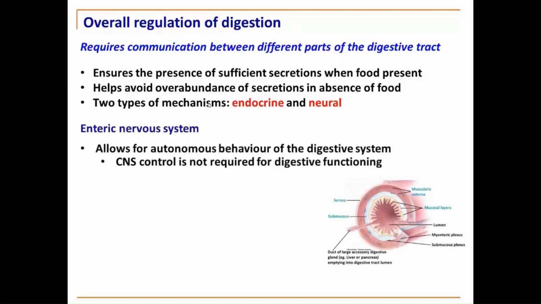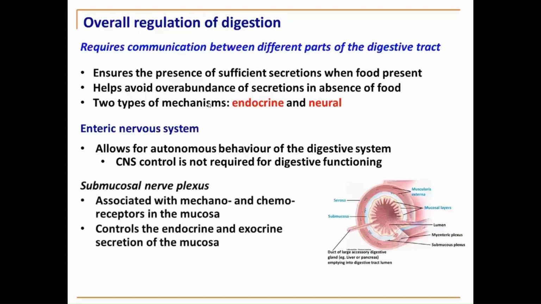So remember, the enteric nervous system allows for autonomous behavior of the GI tract, of the digestive system. So it can do all the functions that it needs to do on its own. So the central nervous system is not required for digestive function, although it is involved. So thinking about the parasympathetic nervous system, which stimulates GI tract motility and secretions, thinking about rest and digest, parasympathetic nervous system, and the sympathetic obviously slows it down because that's your fight or flight. You really don't want the GI tract working in those situations.